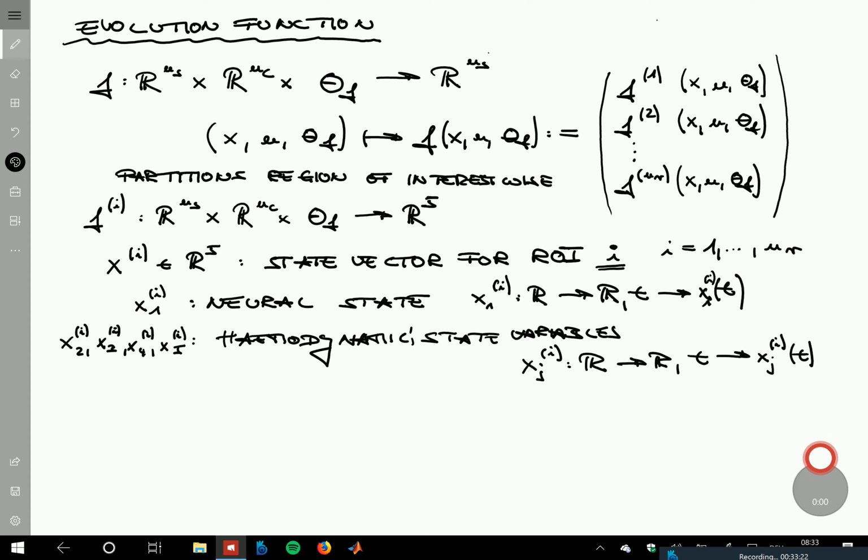But the whole state vector. Yeah, maybe let's come to the state vector. The state vector of the entire model comprises 5 state variables per region, and depending on how many regions you want to model, it comprises 5 times the number of regions state variables. So if you, for example, have these 4 regions of interest that I briefly mentioned, then you have 20 state variables.